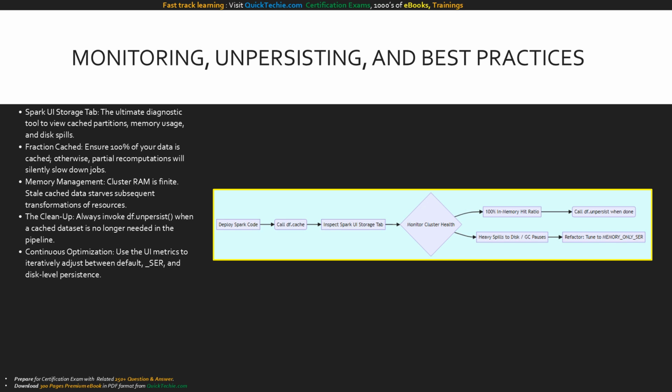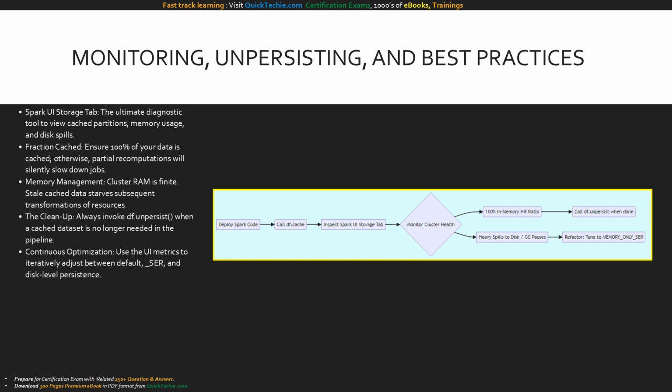We conclude our deep dive with crucial monitoring techniques and best practices. How do you definitively know if your caching strategy is actually working? You navigate to the Storage tab in the Spark Web UI. It tells you exactly how many partitions are cached, what exact storage level is applied, and critically, if any data has spilled to disk. You must check the fraction cached metric. If it is not 100%, Spark is silently recomputing the missing partitions, hurting your performance.